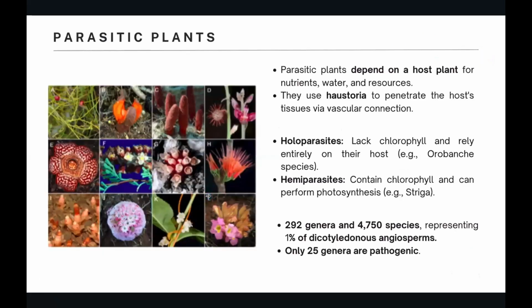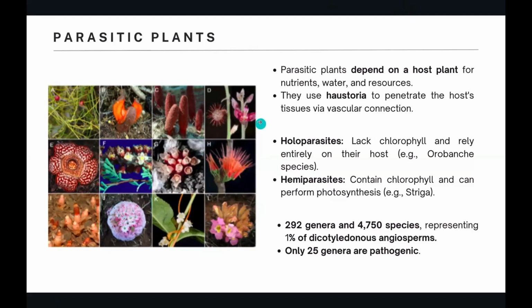So today I will talk about one of these beautiful plants. Maybe at first look, you want to have it in your garden. However, as captivating as they are, these plants are parasitic, relying on a host for their nutrients, water, and resources. This plant uses a specialized organ called haustoria to penetrate the host tissues and establish a vascular connection, drawing everything they need from their host.